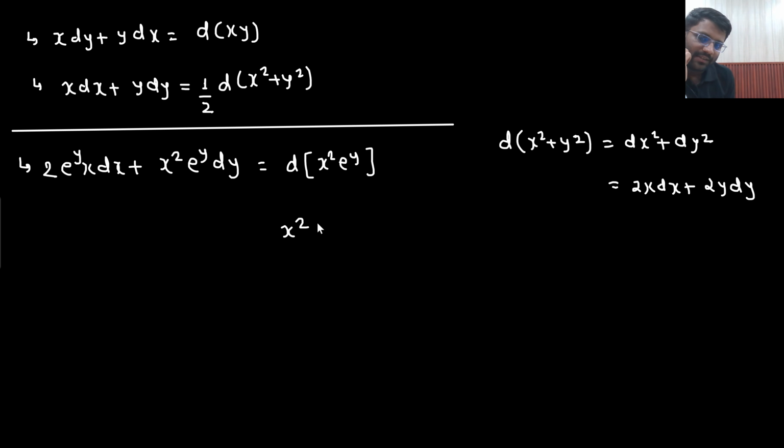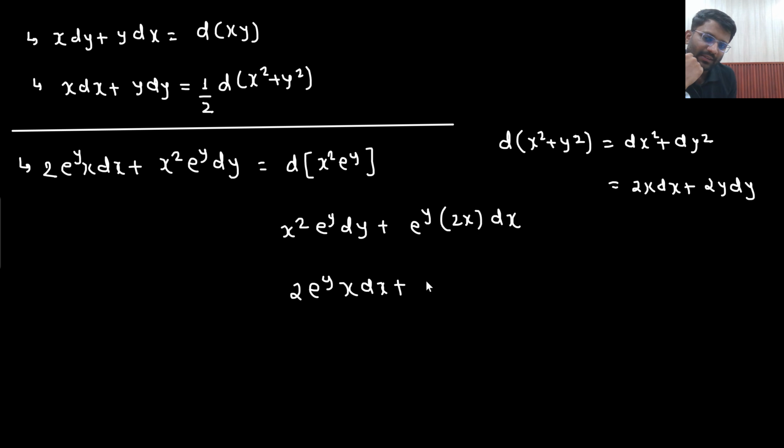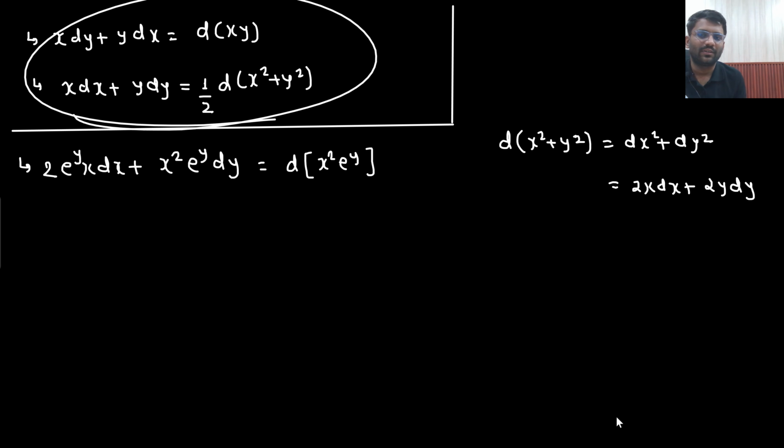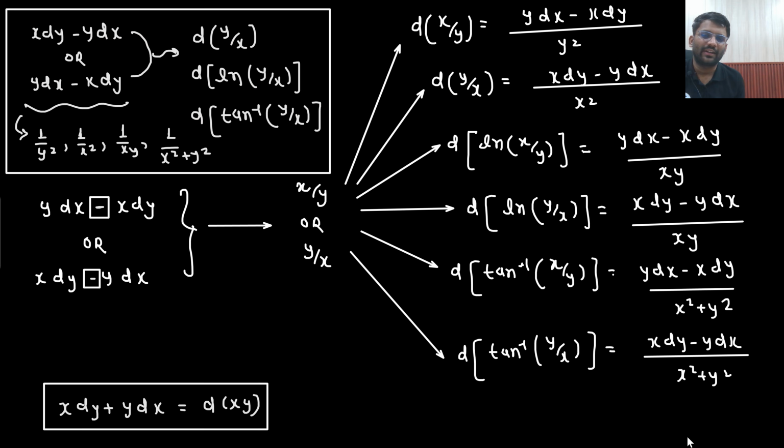Sir, x square as it is, differentiation of e to the power y will be e to the power y dy. Sir, e to the power y as it is, differentiation of x square will be 2x dx. So 2 e to the power y x dx plus x square e to the power y dy. Say yes or no. Right? It is not very straightforward, but if it clicks to you, then it is good. But these kinds of questions will not be asked in the examination. This knowledge will be helpful, and whatever we have described on this slide will surely be helpful.